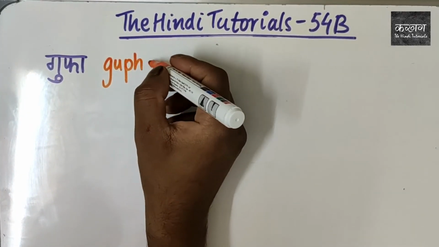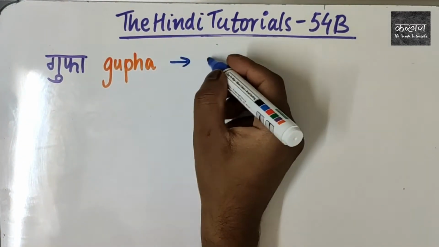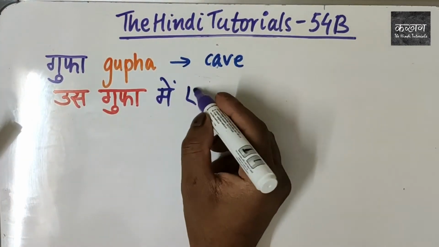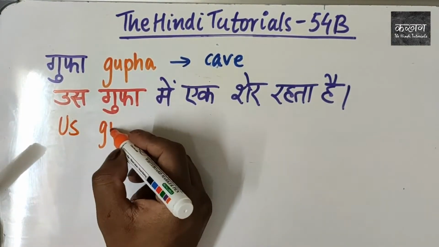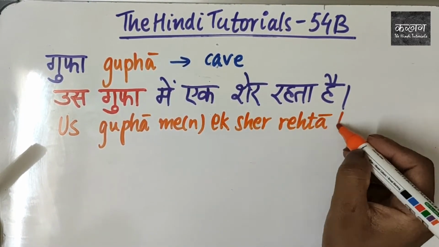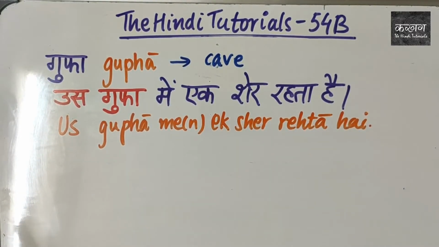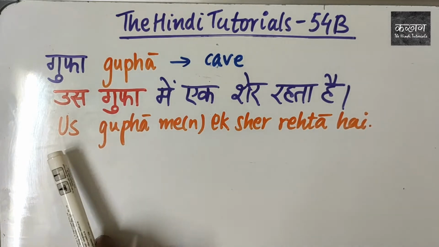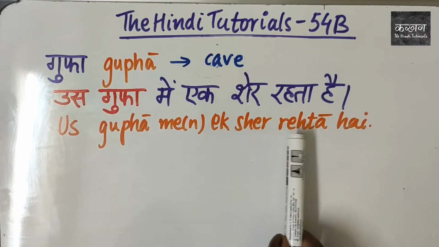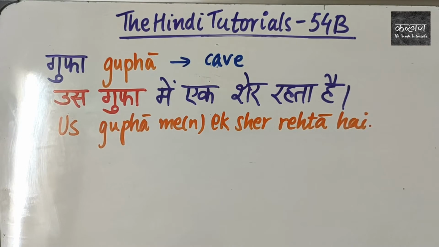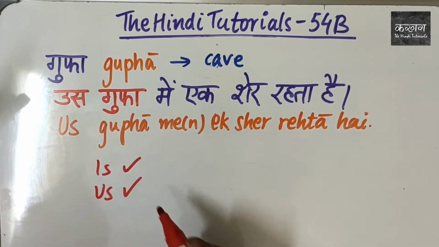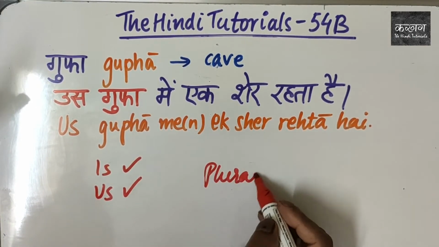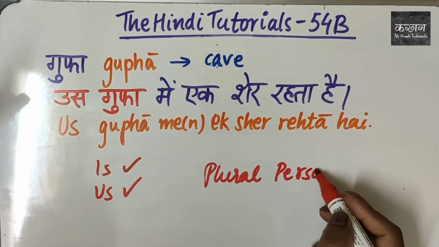गुफा. गुफा is a word that means cave. उस गुफा में एक शेर रहता है. शेर मतलब लायन. A lion lives in that cave. ठीक है. Now you are clear with is and us. Now let's move to the plural personal pronouns.